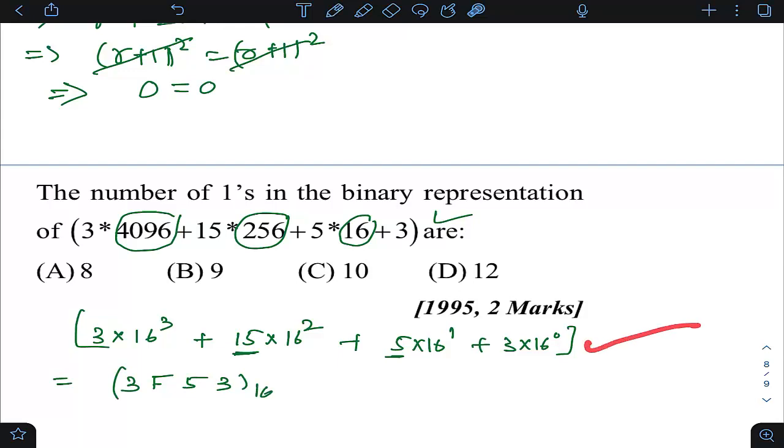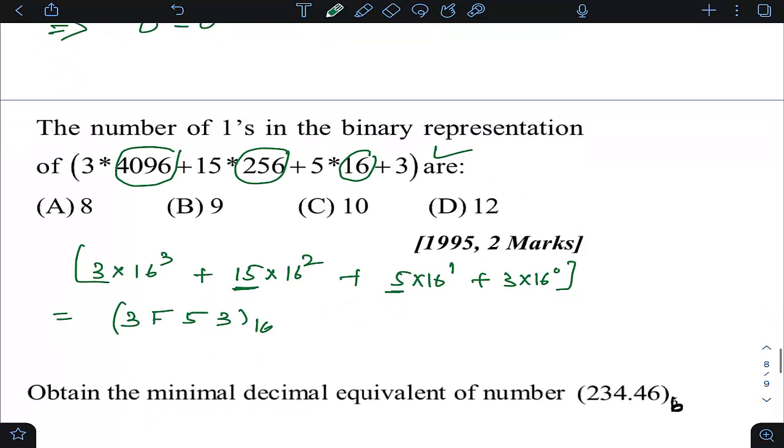If you convert this base 16 number into its equivalent base 10, you will expand it again: 3 into 16 cube, then 16 square into 15, and so on. So this expression is equivalent to that one. Now you see that for this entire expression, I obtained the hexadecimal number rather than the decimal number and then converting back into binary. What is the benefit? Once I get the hexadecimal number, converting it to its equivalent binary is pretty simple. We have seen that.